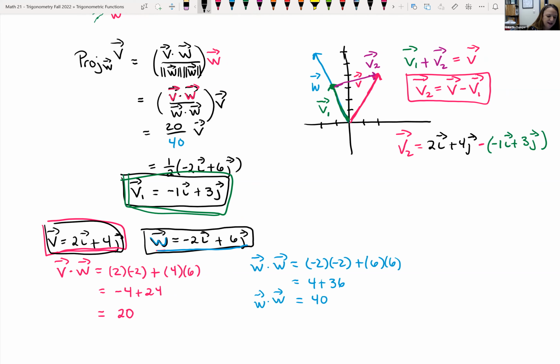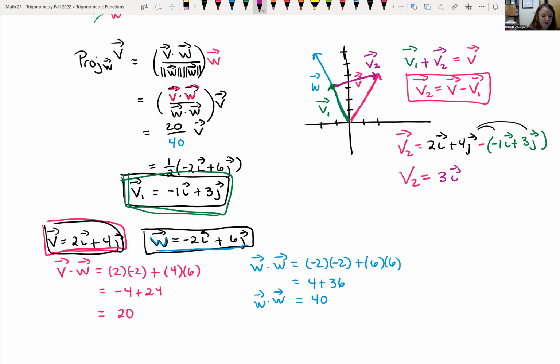So let's distribute that negative in here. And so I get my vector v sub 2 is equal to 2i. This negative is going to distribute, so that's positive 1. I'm adding them, sorry, 2 plus 1. Not doing the dot product. 2 plus 1, which is 3, vector i.